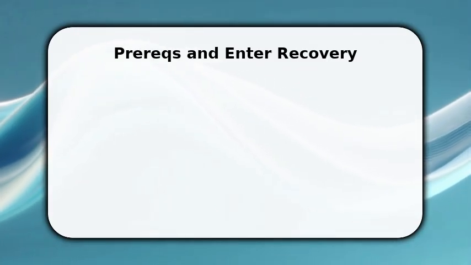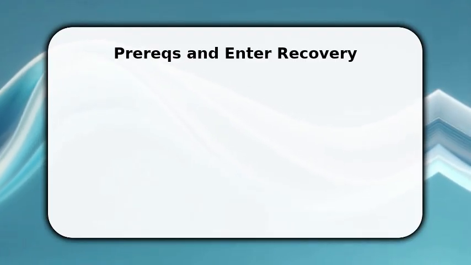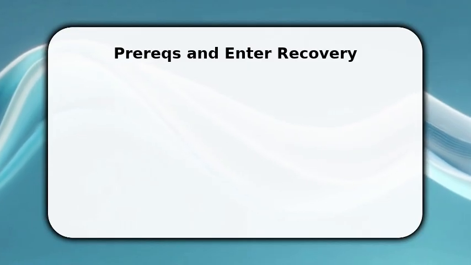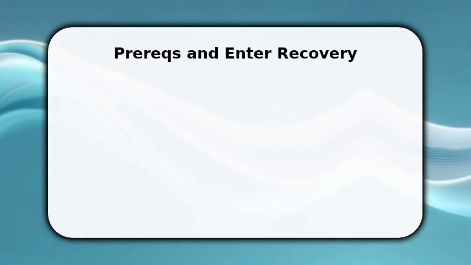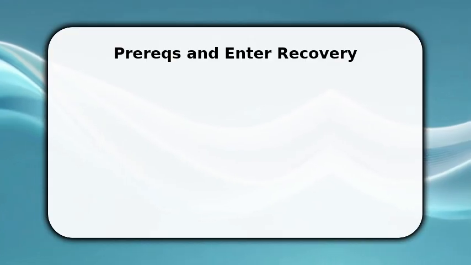Hold the correct buttons for your model, typically volume up plus power plus Bixby or volume up plus power until recovery appears. Once the logo shows, release and wait for the menu. You do this because accessing recovery bypasses settings restrictions. Make sure you see Android recovery text.